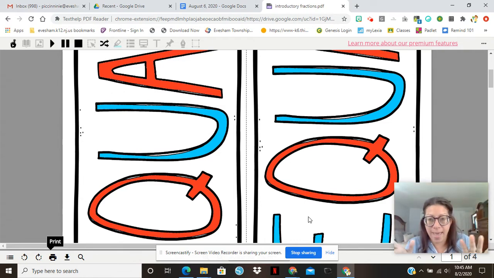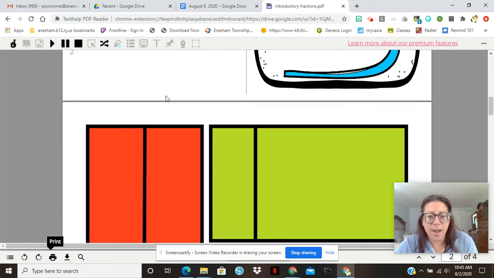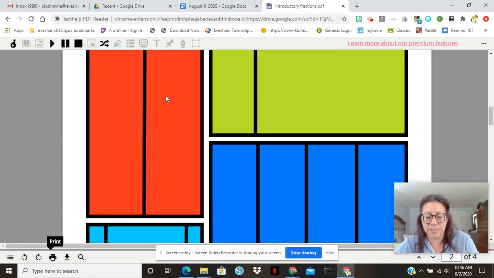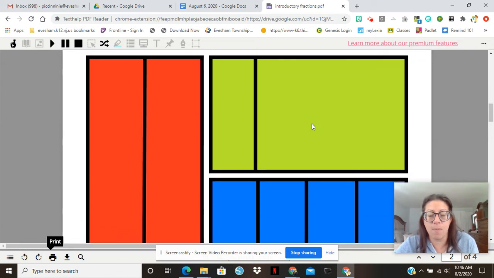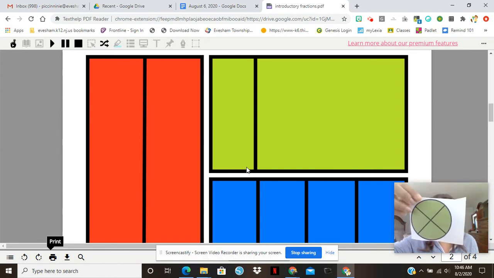But if you don't have a printer to do that and to cut them all out, you can just go ahead and use the drawing tool on the screen. Then I would just go to each of the parts, and if it's equal, put a check. And if they're unequal parts, like over here, this green rectangle, that's not equal. It's divided up into parts, but they're not equal parts. So I would put an X across that. And then here's an example.